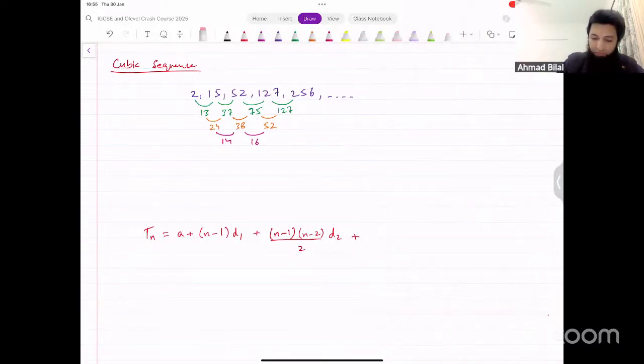Okay, so I've changed the sequence. Let's say it was this. Okay, so I wrote that sequence wrong earlier. So let's say we have a sequence like this: 215, 52, 127, 254. Okay.